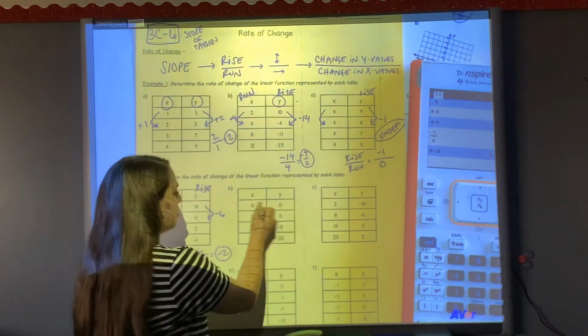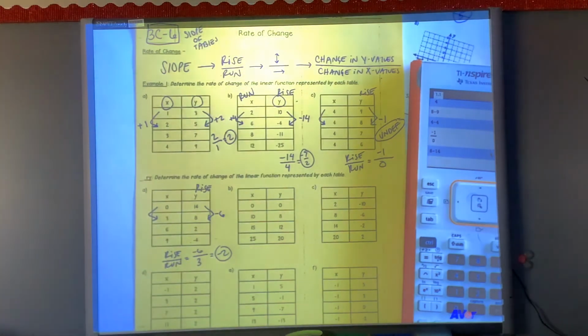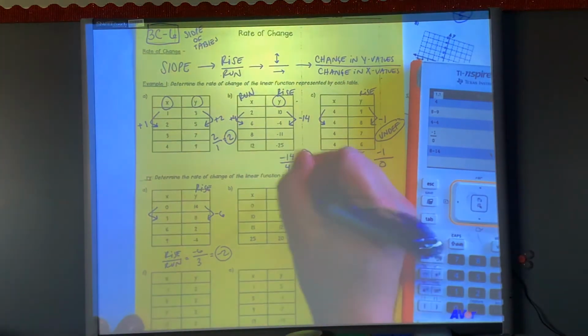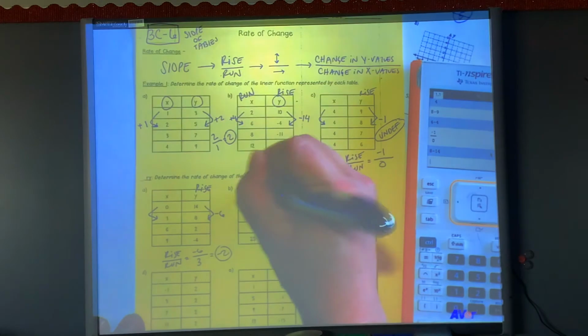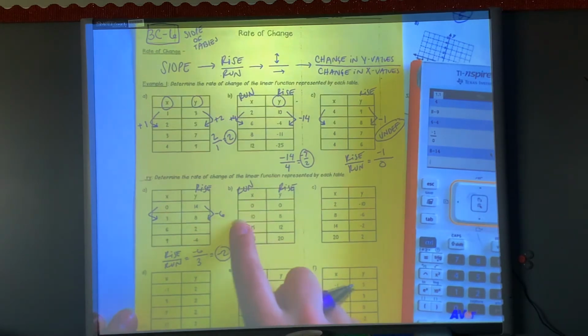I noticed this goes through the origin. Starts at 0, 0. I think it's proportional. Anyways, let's try to find the rise and the run. So this one would be easy to see from 0 to 8 how much it rises. Looks like it's going up 8. And from 0 to 10, looks like it's going up 10.